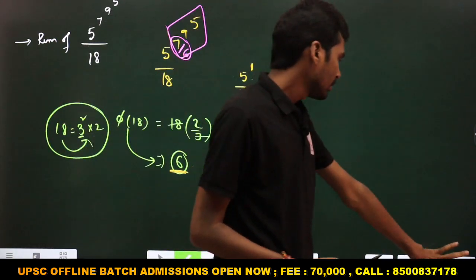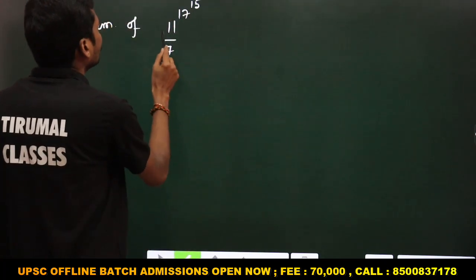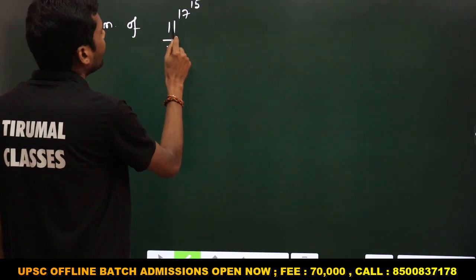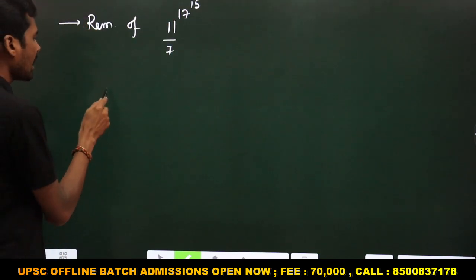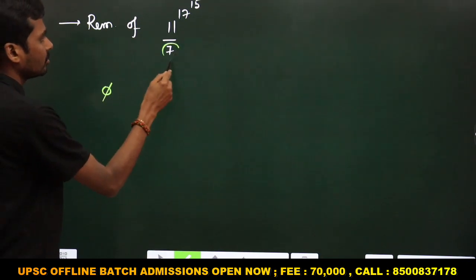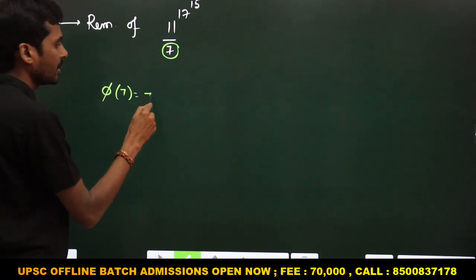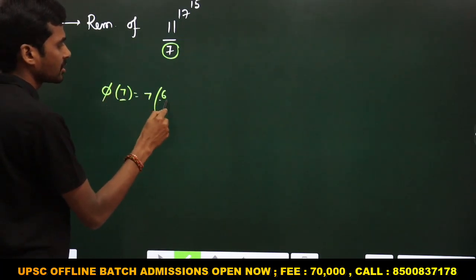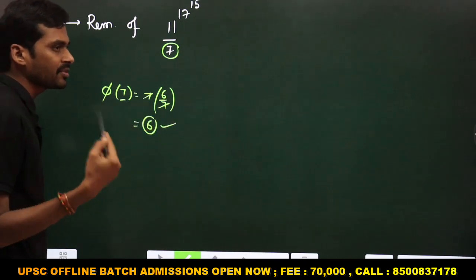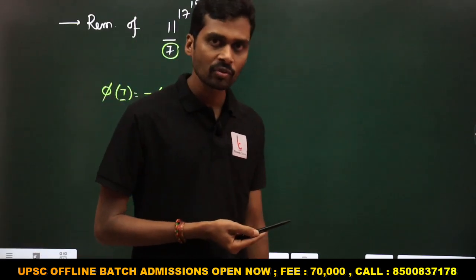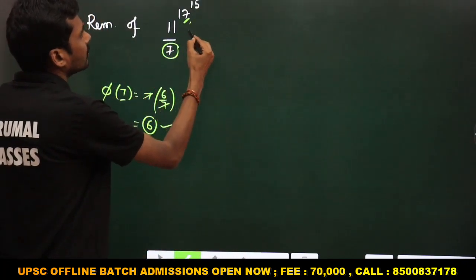Clear? Let's take the next example. What is the remainder when 11 to the power of 17 to the power of 15 is divided by 7? First thing is I have to find the totient of the denominator. So phi of 7 into 1 minus 1 by 7 is 6 by 7. These two get cancelled. What number do we get? 7. So phi of 7 is 6. With this number I have to divide the power.